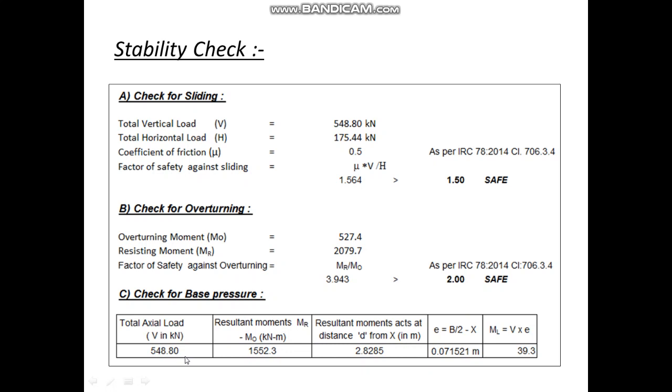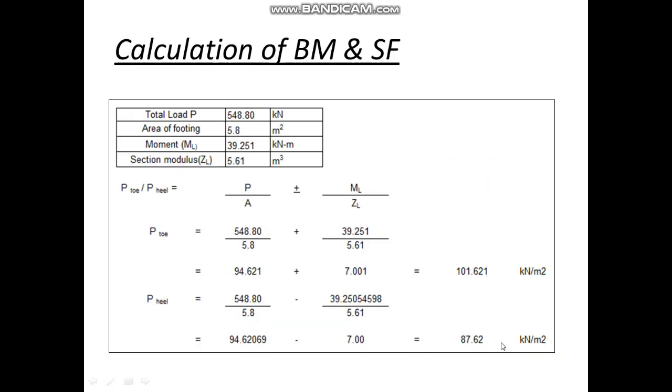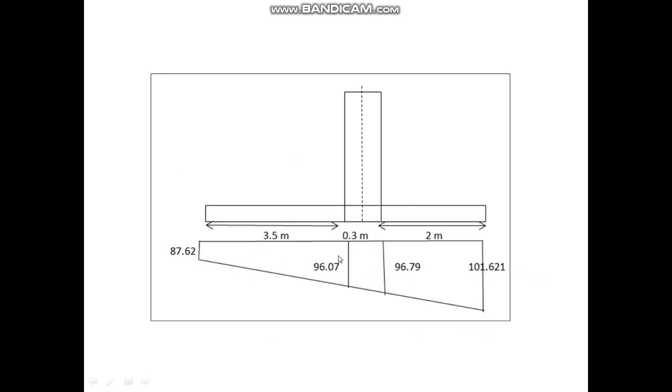Check for the base pressure. Vertical load is 548, resisting moment, the resultant moment is the subtraction of these two, which is 1552.3. Resultant moment acts at a distance d from the x, and the eccentricity is b by 2 minus x from the center of the bottom slab. So the moment is coming out to be 39.3. So we will be calculating the pressure by P by A plus minus M by Z. Here the pressure is coming out to be 101.62 and 87.62. This is the base pressure diagram. Here the heel is 3.5 meters and the toe is 2 meters.